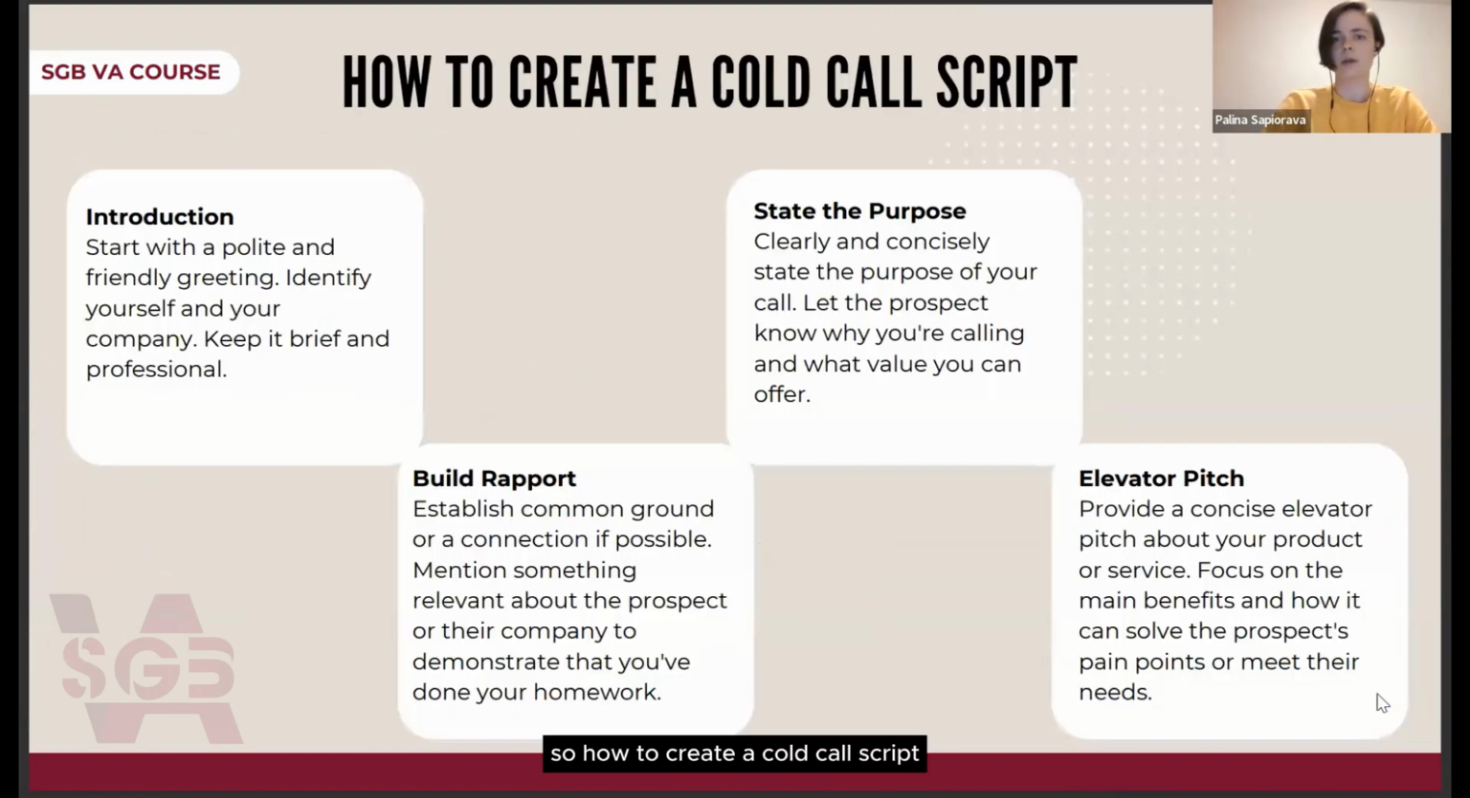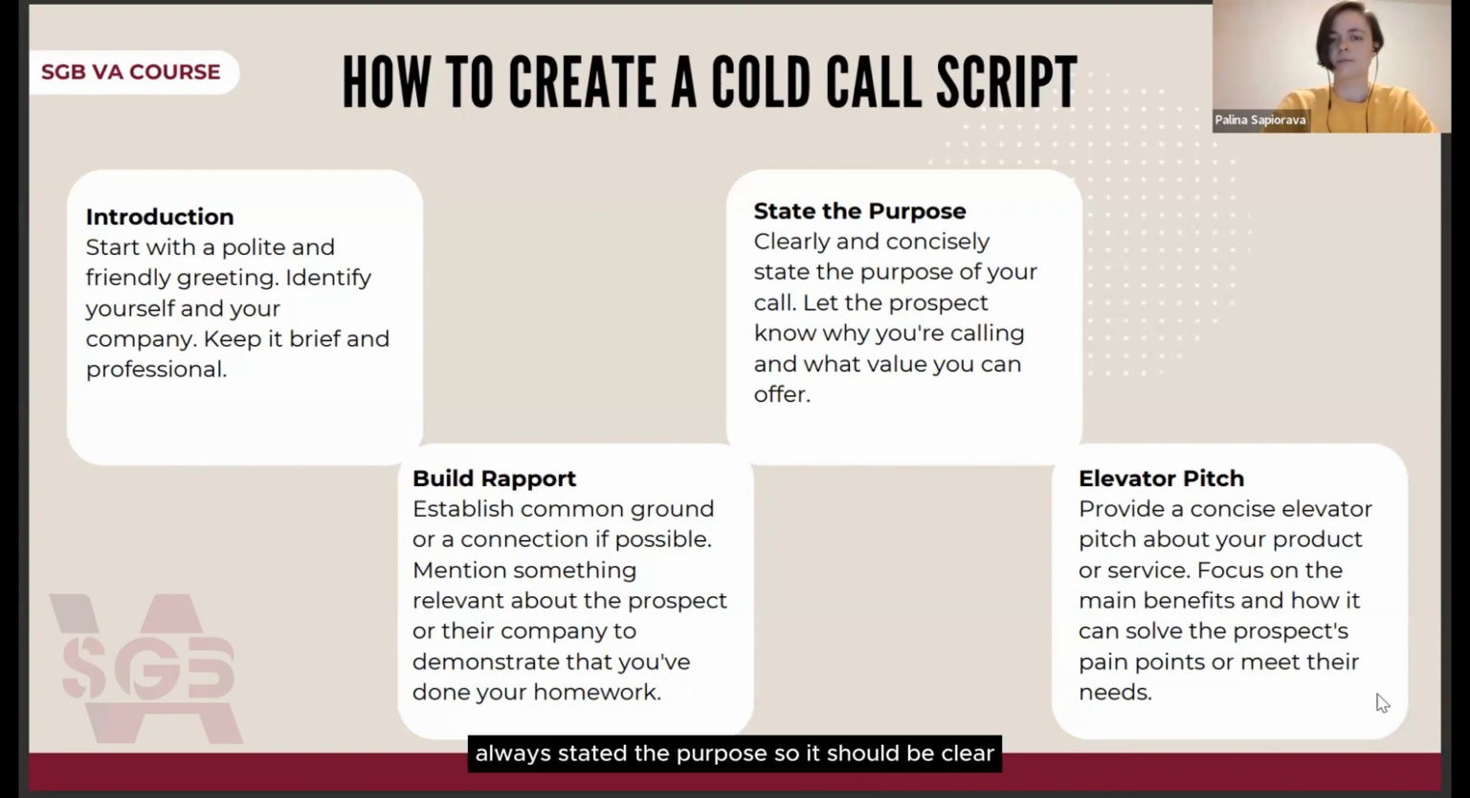So how to create a cold call script? Well, first of all, start with an introduction, actually a polite and friendly greeting. Always identify yourself and your company. Keep it brief and professional. Then establish common ground or connection if possible. Mention something relevant about the prospect or their company. So build a rapport.